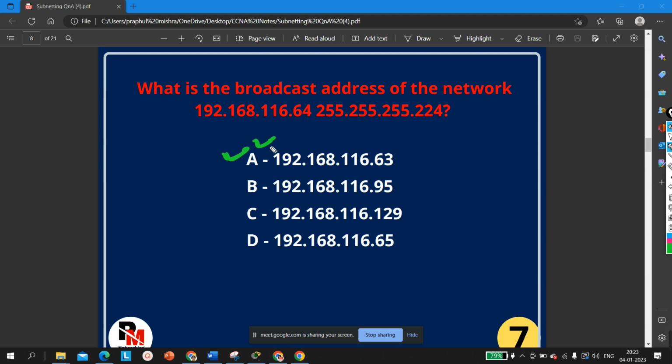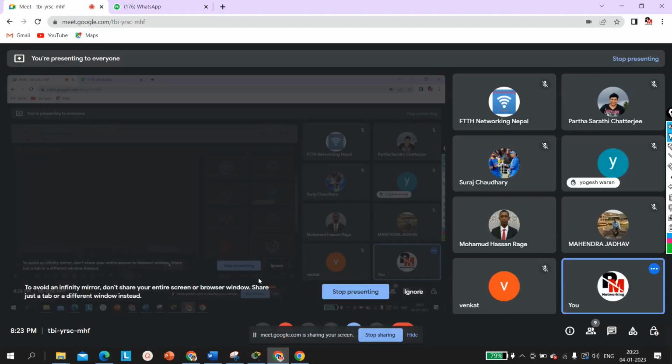You know, my answer is not A. Then it is wrong. It has to be A. It should be A, right? Yes. Block size 32, 64 is for the third network. So 63. Great. So is it clear to everyone how option A is right? Kunal, Suraj, Yogesh sir. Yes, okay, clear.